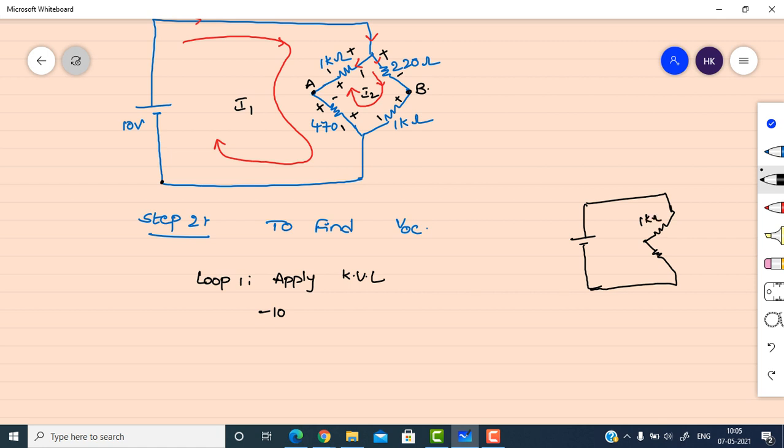1 kilo ohm and this is 470. So after that it is coming to positive again. So plus resistance value is 1 kilo ohm, that is 1000, and that 1000 ohm resistor is common to the two loops I1 and I2. In this, I1 current is flowing this direction and I2 current is flowing this direction. That means those two are in opposite direction.